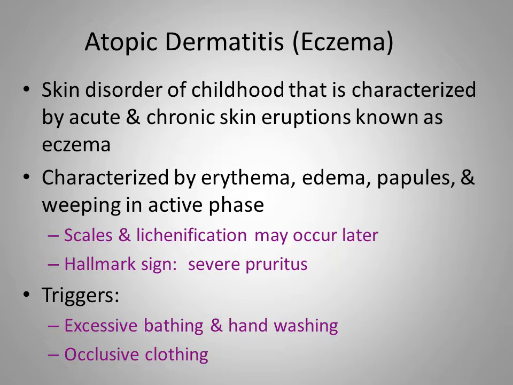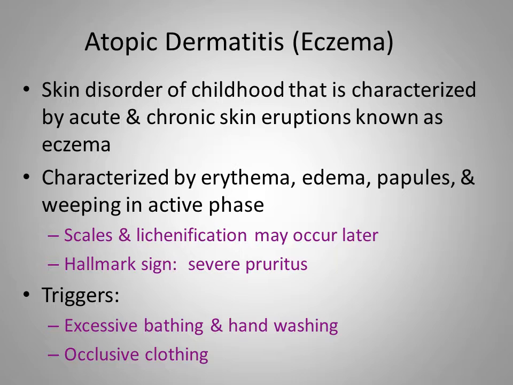Atopic dermatitis is also known as eczema, and this is a skin disorder that is characterized by acute and chronic skin eruptions known as eczema. Now, oftentimes the children who have eczema tend to have a history of asthma-like signs and symptoms in their past, as well as allergies. So eczema, allergies, and asthma kind of all go together.